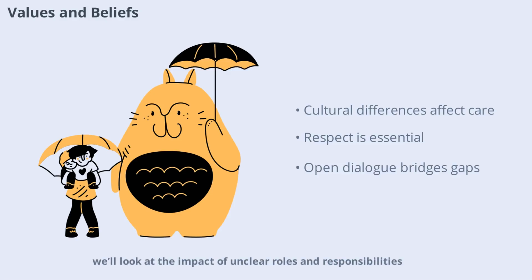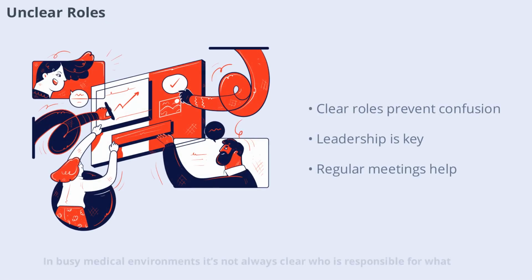Next, we'll look at the impact of unclear roles and responsibilities. In busy medical environments, it's not always clear who is responsible for what. When roles and responsibilities are not well defined, tasks may be duplicated or neglected, leading to frustration and conflict. For example, two nurses might assume the other is handling a patient's medication, resulting in confusion. Clear job descriptions, regular team meetings, and effective leadership can help clarify expectations and reduce misunderstanding.